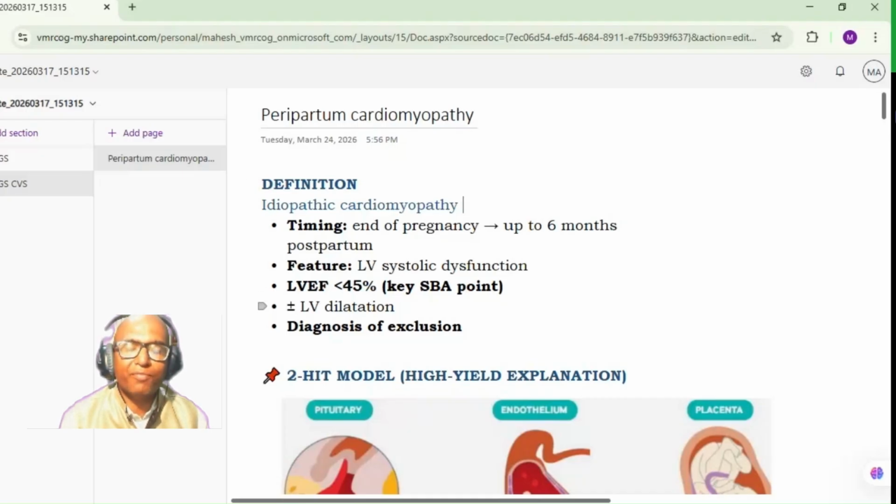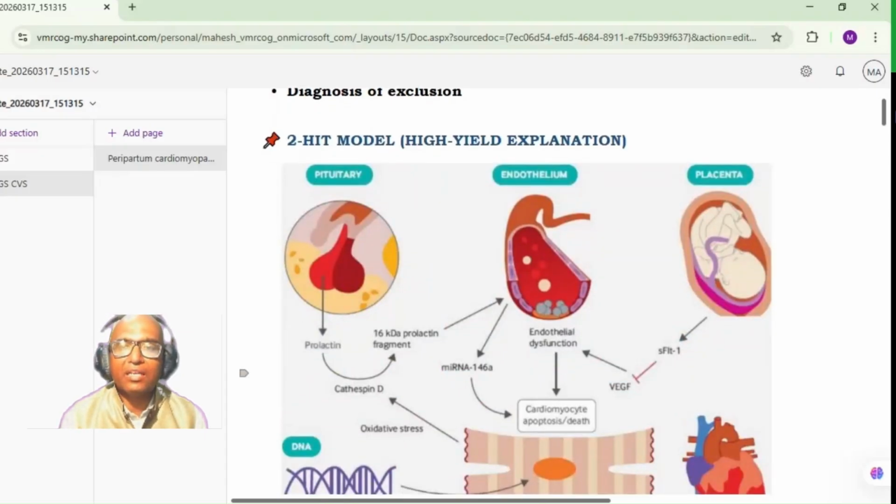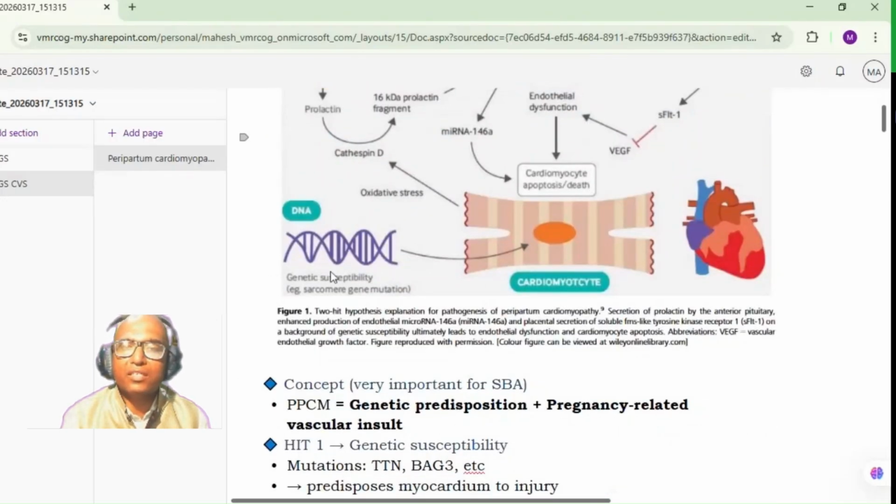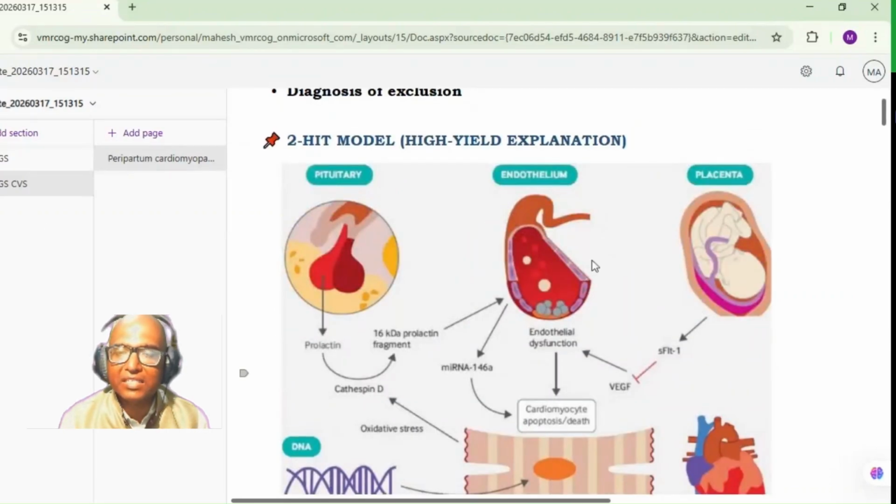In the pathophysiology, you have to remember this model, which is a two-hit model. The first hit is genetic susceptibility. These patients are genetically prone to develop this cardiomyopathy. The second hit is because of the various things happening in the blood. In the pituitary, there is secretion of prolactin, and this 16 kDa prolactin fragment acts on the endothelium and causes the release of miR-146a, and this causes endothelial dysfunction.